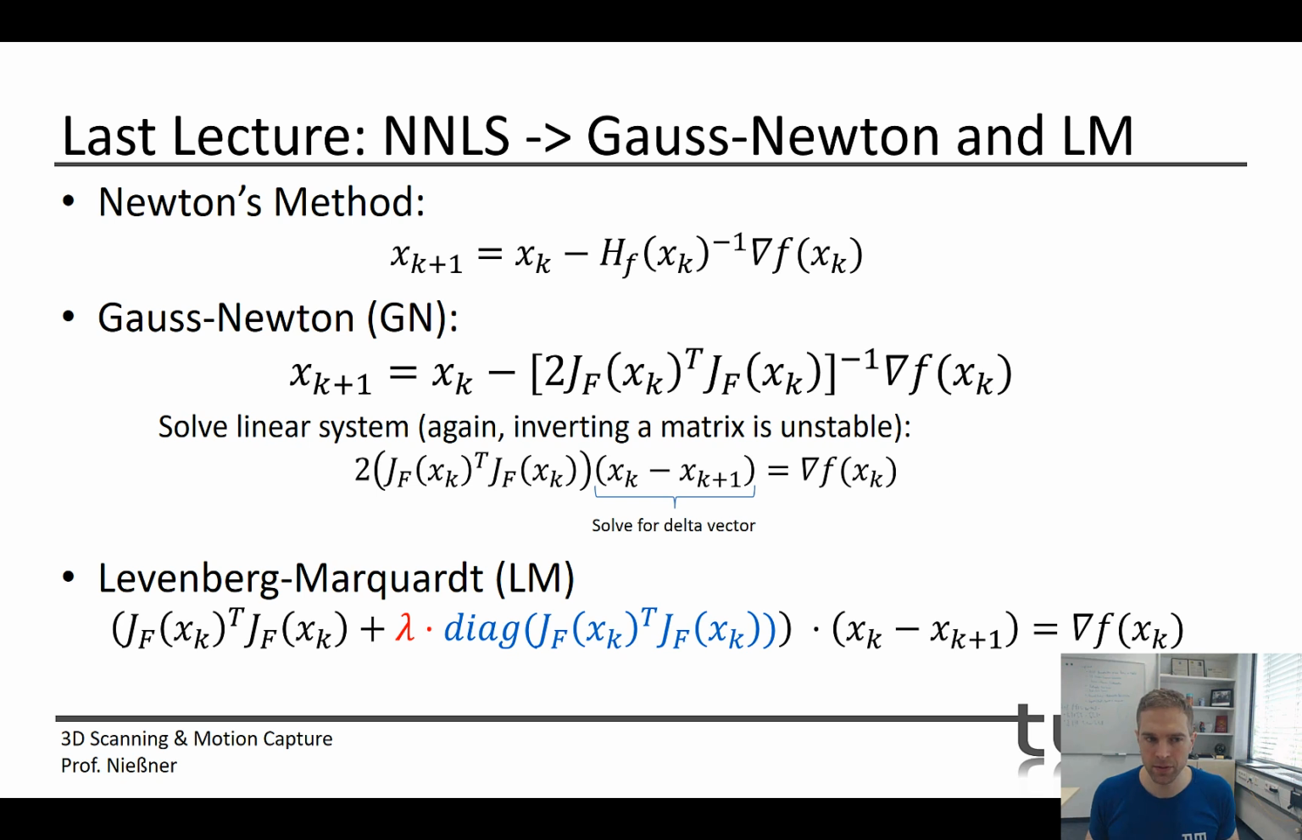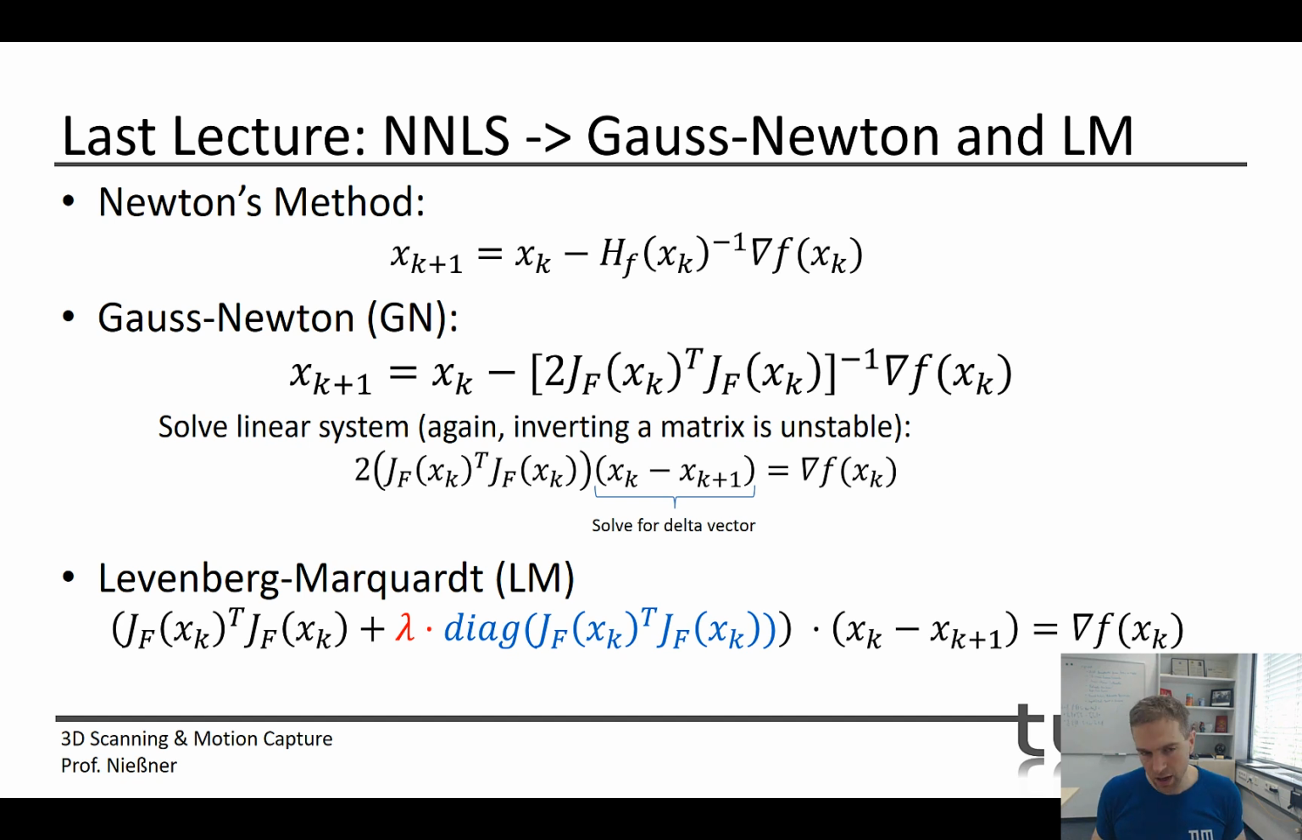We talked about Newton's method. We talked about Gauss-Newton, which approximates the Hessian with 2 times J^T J. We talked about how to practically solve Gauss-Newton with linear system tricks instead of inverting a matrix. And finally, we talked about Levenberg-Marquardt, which is probably our solver of choice in many of these problems that we're going to encounter today, and have encountered already in the previous lectures.